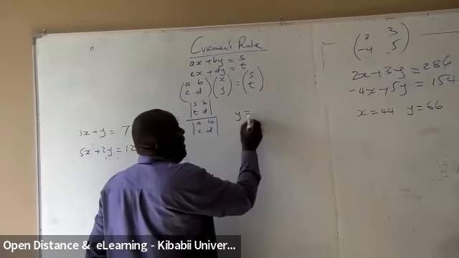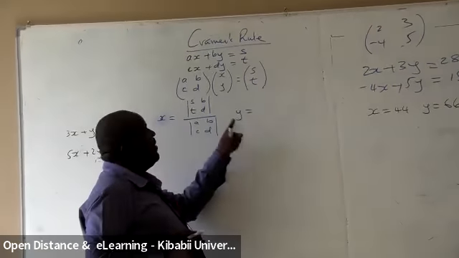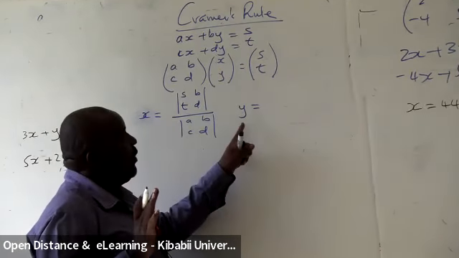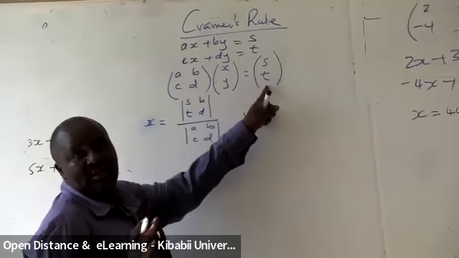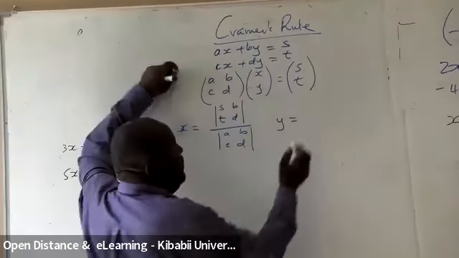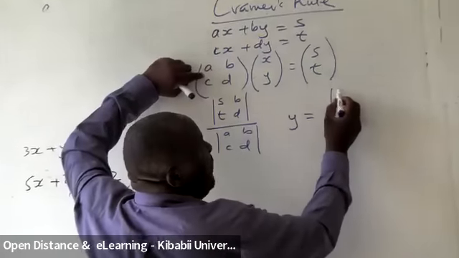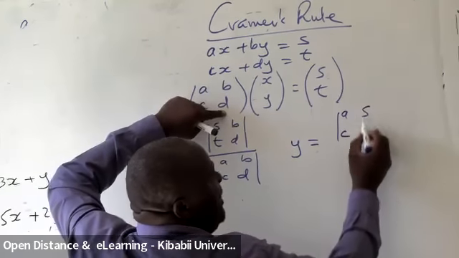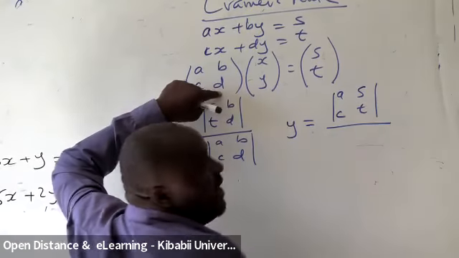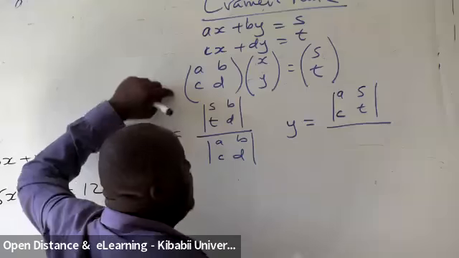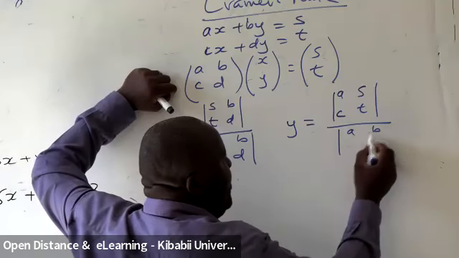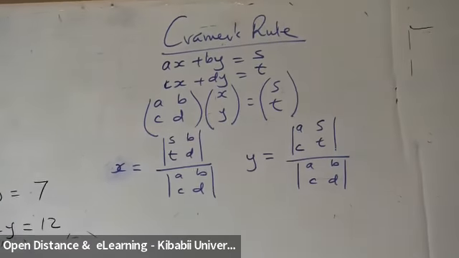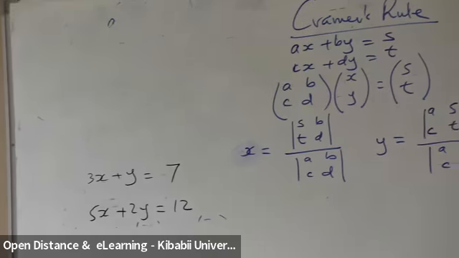And similarly for y, we are solving for y, therefore we replace the coefficients of y. I want to be very slow. We replace the coefficients of y by the constants to have those of x, a, c remain, those of y now change to s, t upon replacement, divided by the determinant of the coefficient matrix a, b, c, d. That is what Cramer's rule is all about in simple terms.